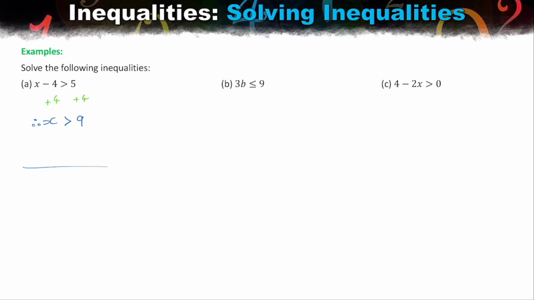And if I wanted to show this visually, I could. Okay, here's my 9, and our solution is going to be that side of the 9. It's more positive than 9. It doesn't include 9, so it'd be an open dot.